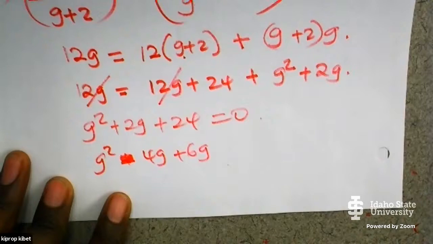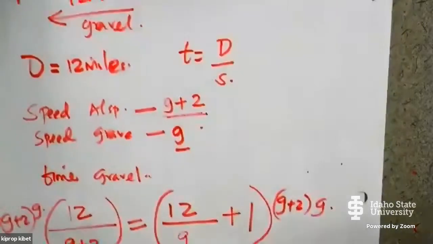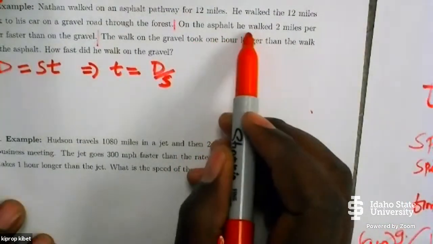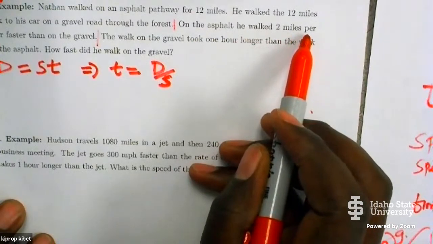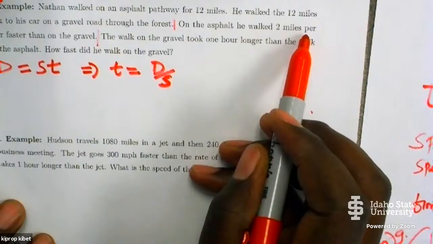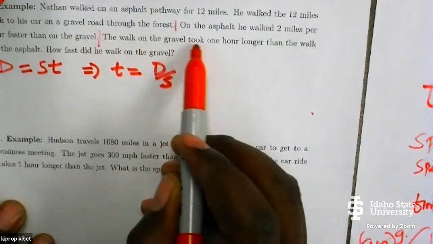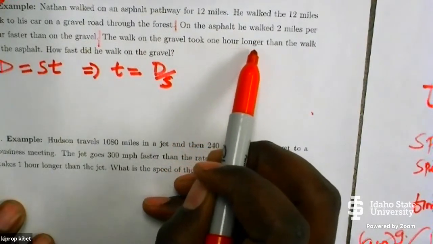I think that the question is wrong. No, the question is not wrong. Let's read it again. On the effort, it took 2 miles per hour faster than on the what? Gravel. The walk on the gravel took 1 hour longer.